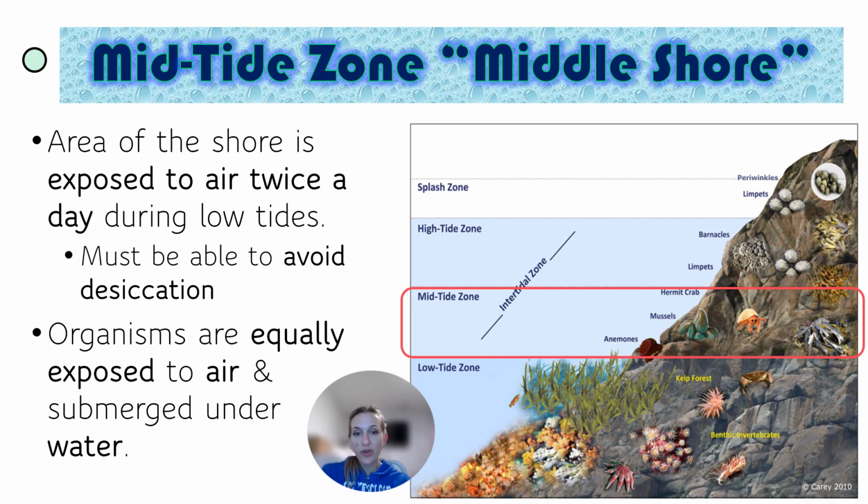Getting a little bit lower, we are in the mid-tide zone. So this one's like the best of both worlds, but it's not the best. But if you had to choose 50-50, this is it. This area is exposed to air twice a day, and they must still be able to avoid desiccation. So they can't get too cozy in their submerged environment because half the time they're also going to be exposed to the air. Not as long as the high tide, and absolutely not as long as the splash zone.